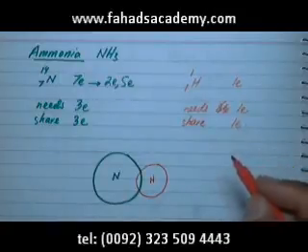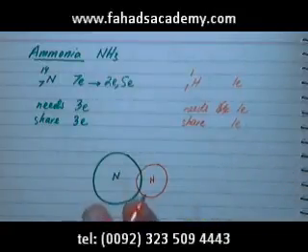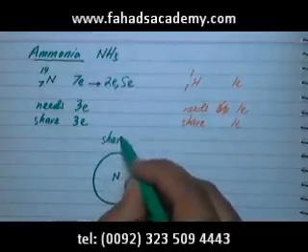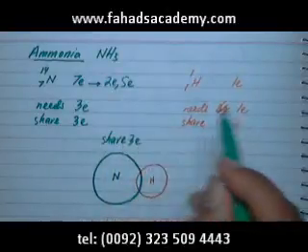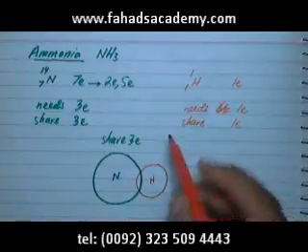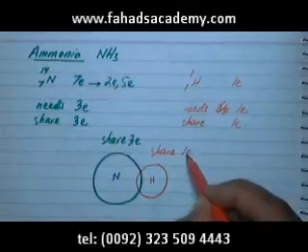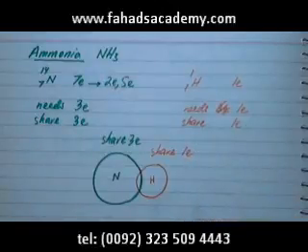It only has one electron. Now the problem is that nitrogen wants to share three electrons, whereas hydrogen wants to share just one electron. And I told you previously that the number of electrons shared are always shared equally.